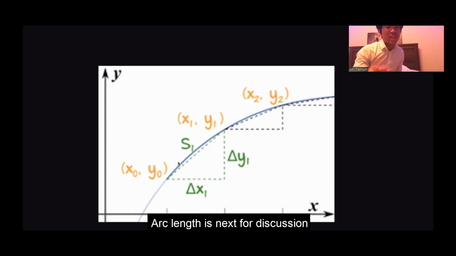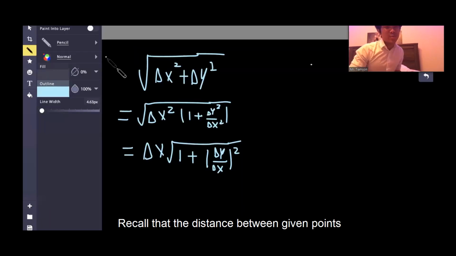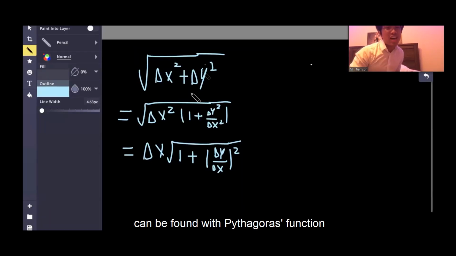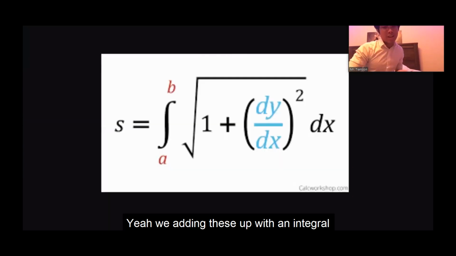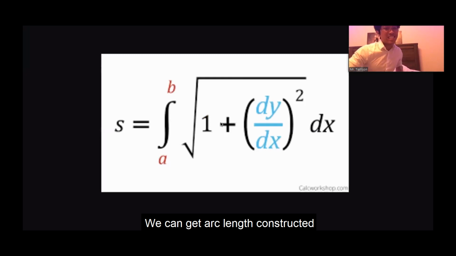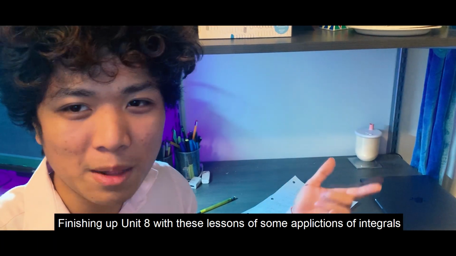Arc length is next for discussion. Recall that the distance between given points can be found with the Pythagorean function. Vector delta x to y inside the radical, just doing this simple instruction. We'd be adding this up with an integral. We can get arc length constructed. Finishing up Unit 8 with these lessons of some applications of integrals.